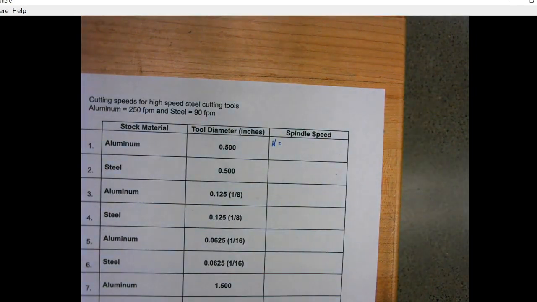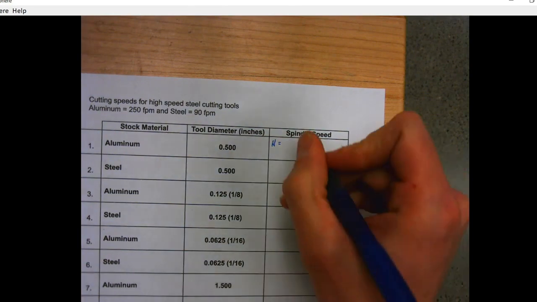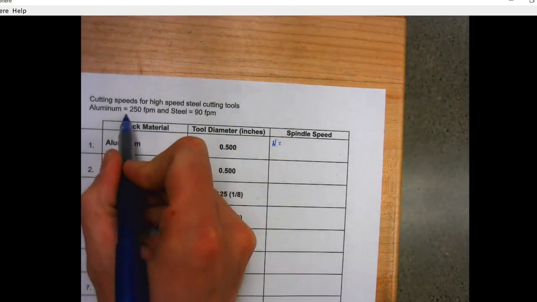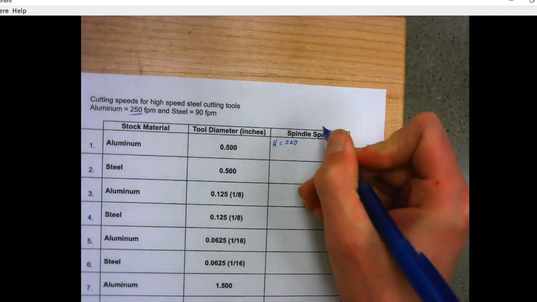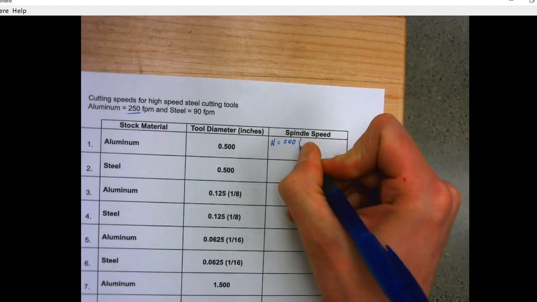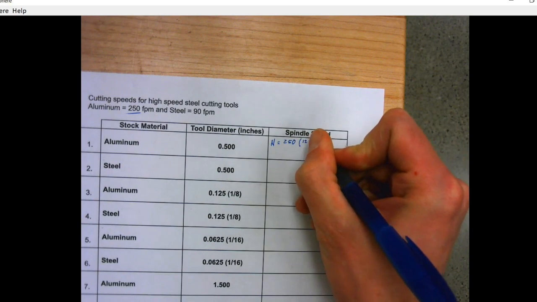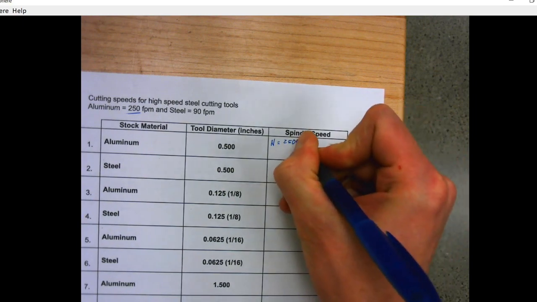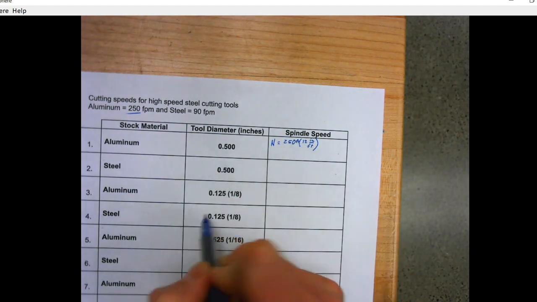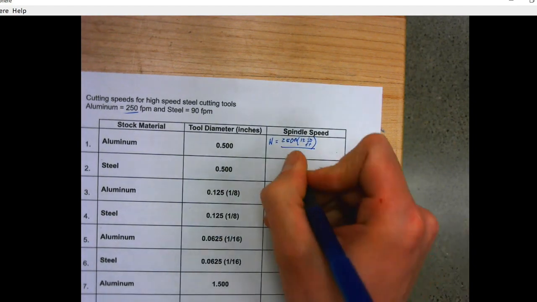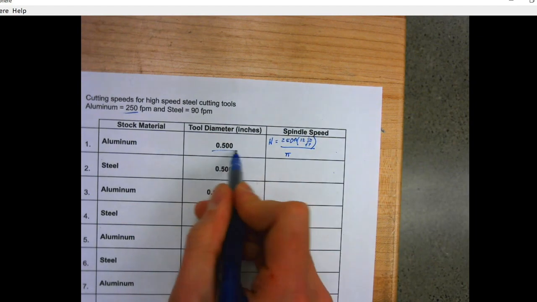So our cutting speed is measured in feet per minute, and that is our cutting speed here, 250 feet per minute. And our conversion ratio is 12 inches in 1 foot. Those are going to make a 1 there, the feet over feet. And then pi times the diameter of our tool. Well, here's the diameter of our tool.